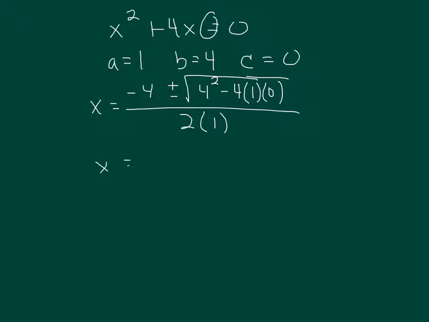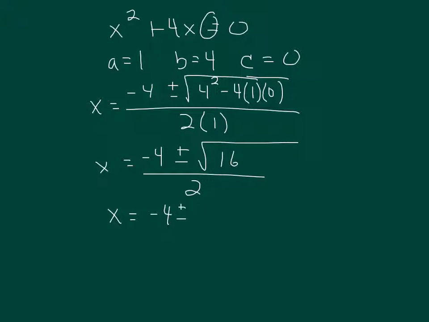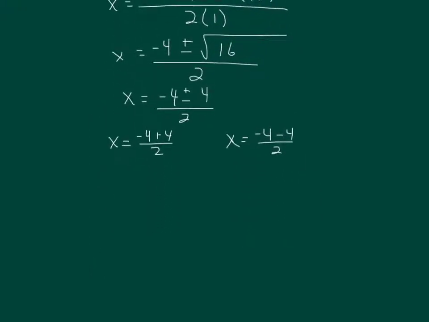Okay, x equals negative 4 plus or minus the square root of 16 minus 0, right? So just 16, all over 2. So x equals negative 4 plus or minus 4 all over 2. So we'll break this into x equals negative 4 plus 4 over 2, and x equals negative 4 minus 4 over 2.